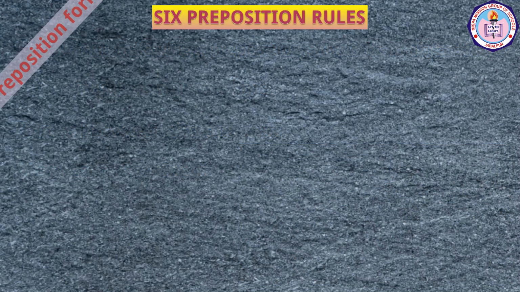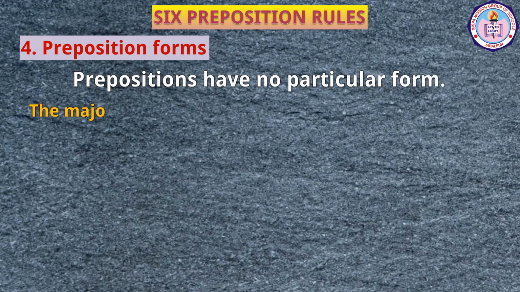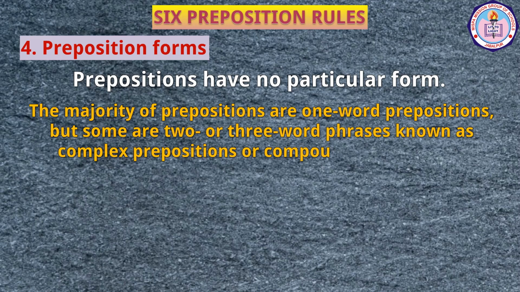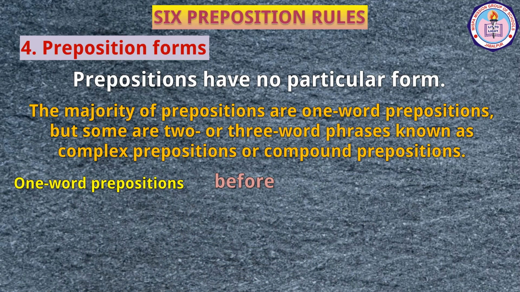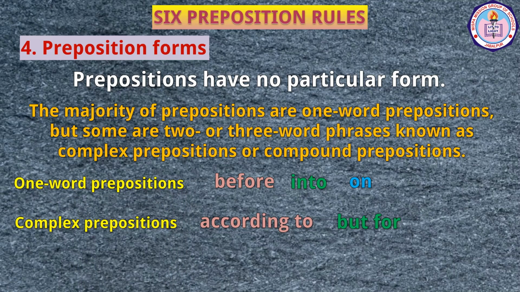Fourth one, preposition forms. Prepositions have no particular form. The majority of prepositions are one-word prepositions, but some are 2 or 3-word phrases known as complex prepositions or compound prepositions. Examples for one-word prepositions are before, into, on, etc. Examples for complex prepositions are according to, but for, in spite of, on account of, etc.